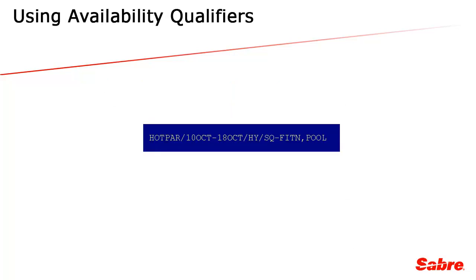This is an example of a hotel availability entry using optional qualifiers. After the initial HOT format, add a / and the optional qualifiers. HY for the chain code, SQ- and the amenities, fitness club and pool.